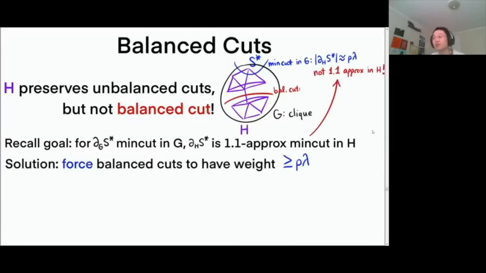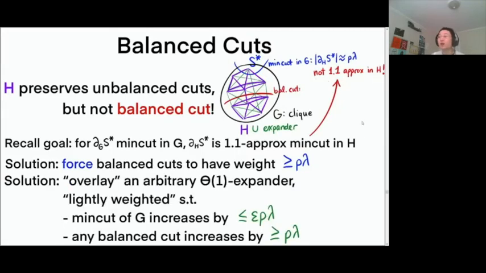So here's our second insight in this construction. Our goal will be essentially to force the balanced cuts to have large weight. And here, p times lambda is chosen so that, recall that we should expect the mincut in H to be roughly p times lambda. So if we can force the balanced cuts to have weight at least p times lambda, then this essentially prevents any cut in H from having size much less than p times lambda. And this will mean that for the optimal mincut in G, the corresponding cut will now actually be a 1.1 approximate mincut in H.